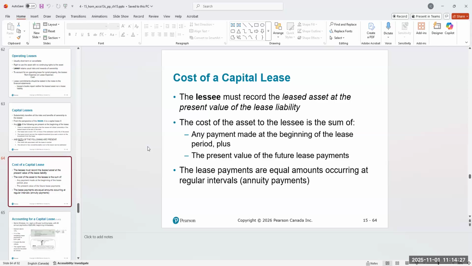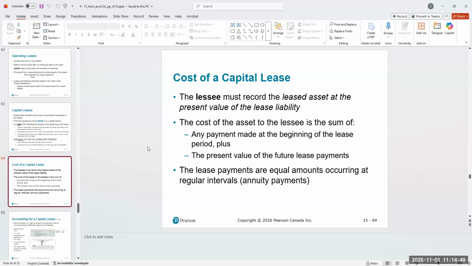Operating lease, remember: debit expense, credit cash. On the capital lease, there's a condition that has to be met. If those conditions are met, it's a capital lease. So now what's going to happen is you have to record the leased asset at the present value of the lease liability. So we're checking the lease liability.